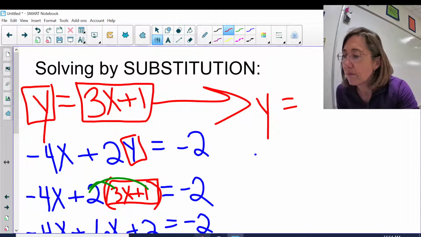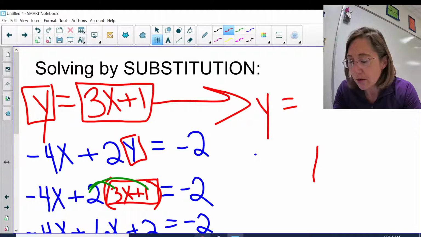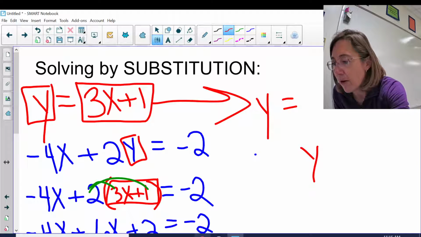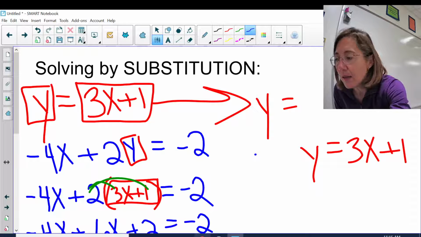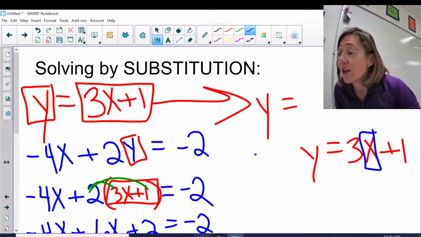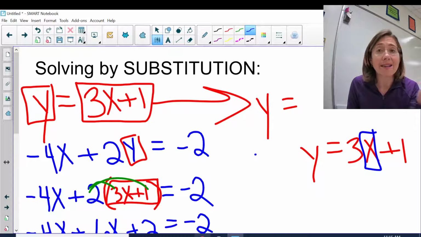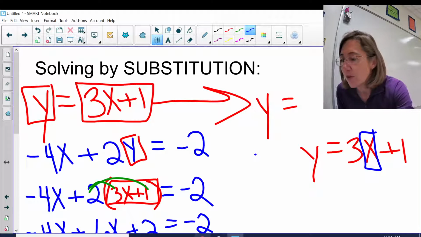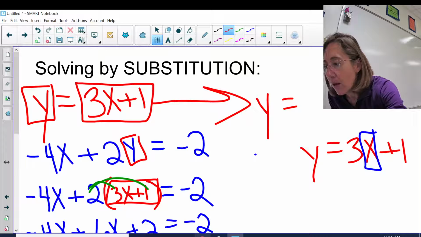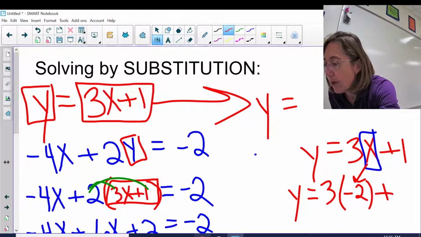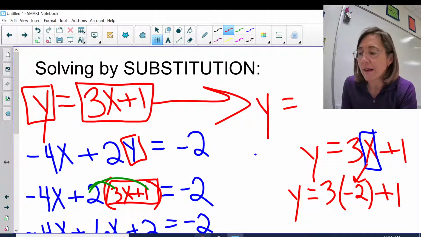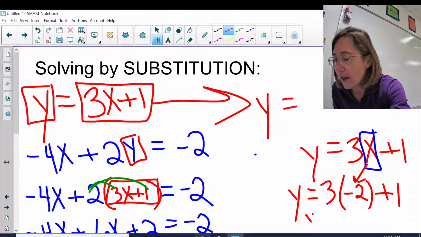So I'm going to take this line right here and, well, you can't see it there, can you? So let me write it down here a little bit farther. Y equals 3x plus 1. And I'm going to fill in this x with my -2 because I know that x is equal to -2. So y will equal 3 times -2. See, there's that substitution step again, plus 1. So 3 times -2 is -6. Add 1 to that, you get a -5.